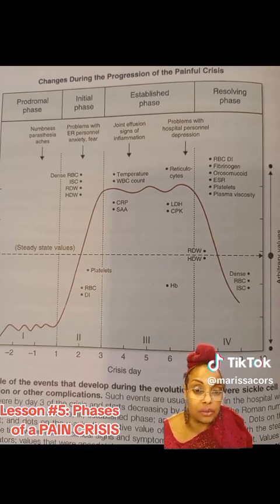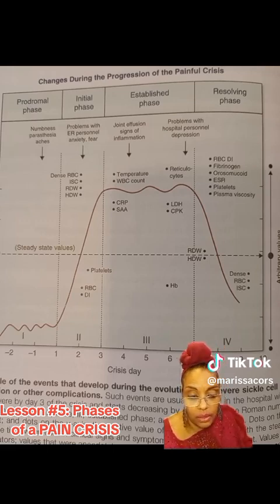And not just with sickle cell. I think this is with all chronic patients, but sickle cell specifically, this is the time where they're playing games with your pain meds, they're playing games with your health, they're playing games with your life.